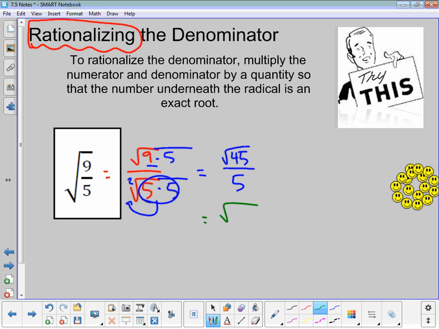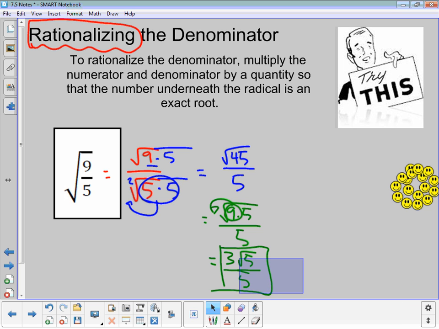So if I had the square root of 9 times 5 over 5, the square root of 9, I know what that is. That's 3 times the square root of 5 over 5. Okay, there's my simplified radical. No perfect squares under the radical and no radicals in the denominator. That's what I have to make sure I take care of. Let's take a look at another example.